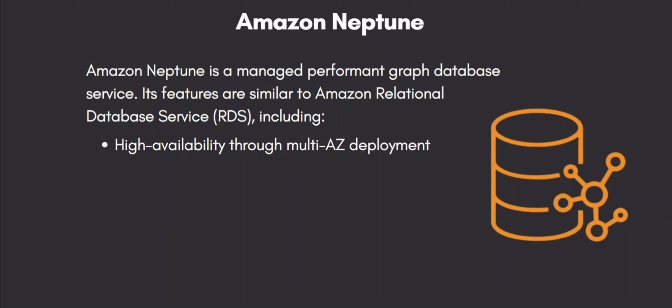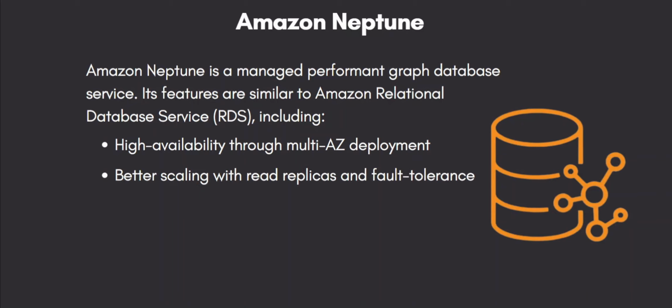Its features are similar to Amazon Relational Database Service. It provides high availability through multi-AZ deployment that launches at least two database instances in two different AZs or data centers. Your data is redundantly stored across those AZs. When one of the data centers goes down, your database stays operational and its data is not lost. Neptune's storage grows automatically as needed and is self-healing. Disk failures are repaired in the background.